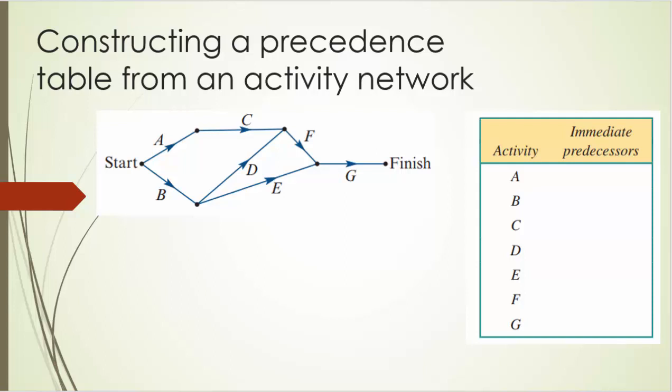The way to do that: A and B are both at the start, they've got no predecessors, so we can give that little line there. And C, the next one in the alphabet, has got predecessor A. D has got predecessor B. E has also got predecessor B. F has 2, it's got C and D. G also has 2, E and F. And that's it, not so hard. There it is more tidily.